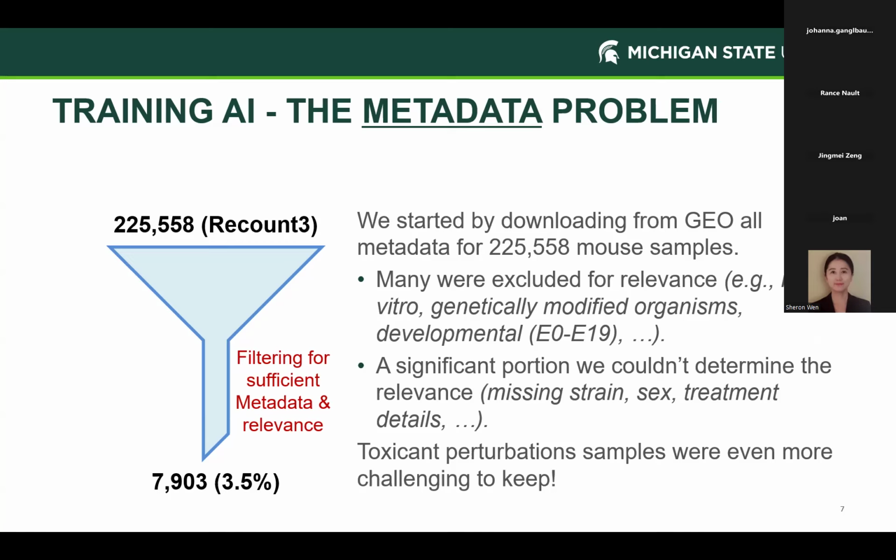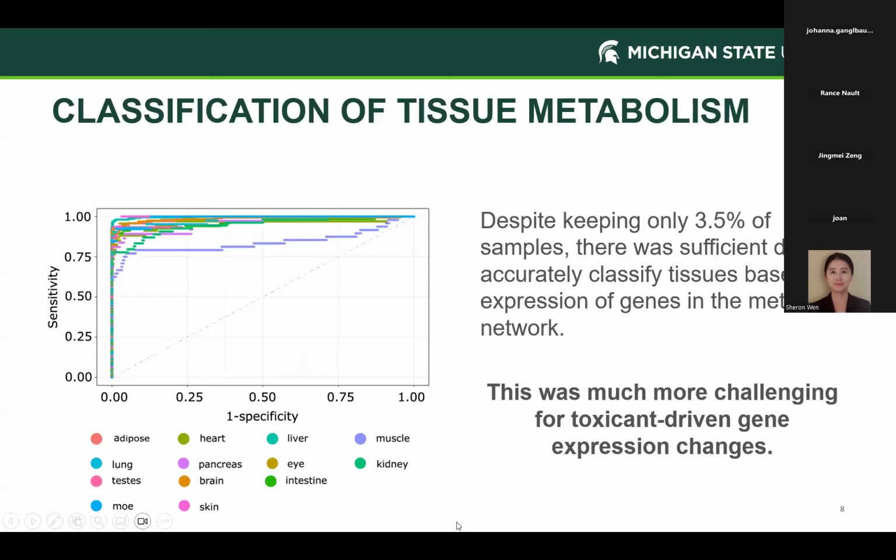And that's the other thing that's kind of hidden here, is that we lost a lot of samples. Probably a lot of those we lost because we just couldn't find the right information. And so that's where things like templates help a lot as well. But we had 7,000 samples, which is actually not too bad for training a graph neural network. But the toxic perturbation samples were even more challenging. So I first want to talk about the 7,900 samples.